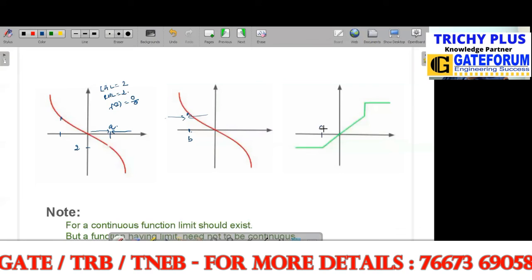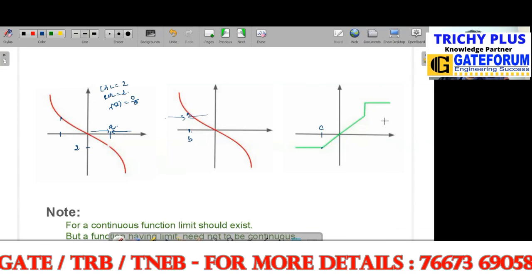Whether the function is continuous or not. Let's call this C. Is it continuous? Yes, it's continuous, sir. It's continuous, because from the left hand side, the right hand side, and even at this point you will have a definite value. So obviously it is continuous, correct?